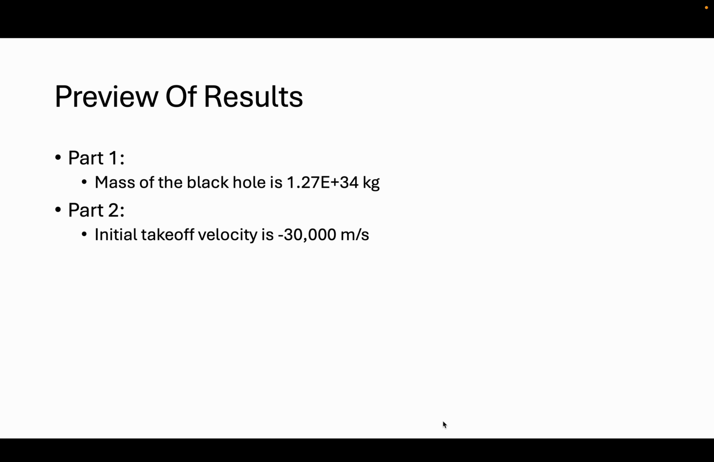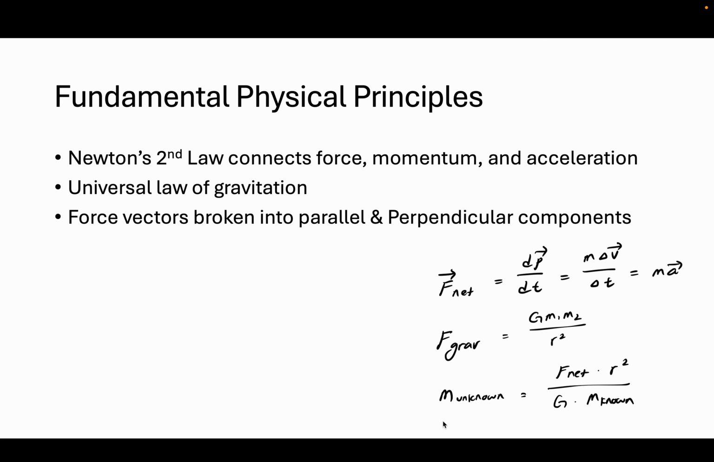For part 2, I found that the initial takeoff velocity of negative 30,000 meters per second gave me the best figure 8 orbit result. In this lab, everything ties back to Newton's second law and the law of universal gravitation. I used the equation F net equals dp over dt equals m delta v over delta t to calculate the net force acting on the star in part 1, based on changes in its momentum.